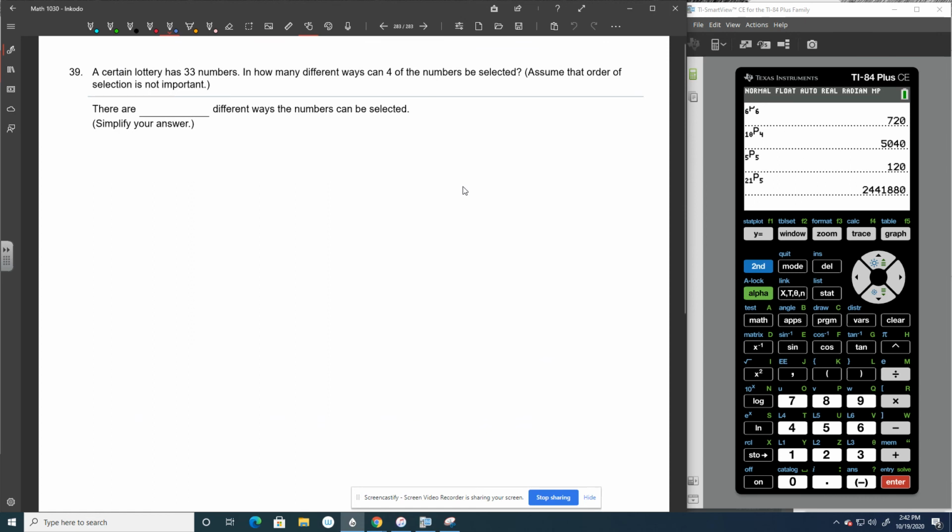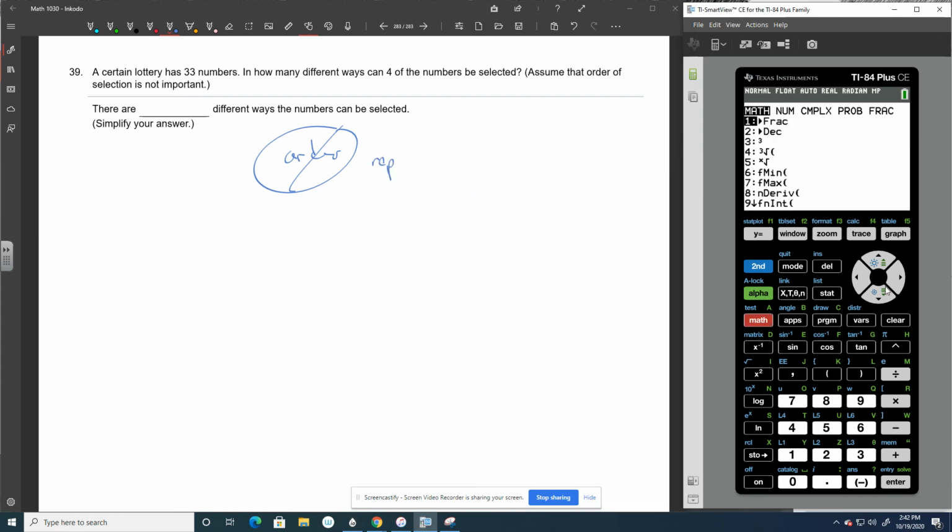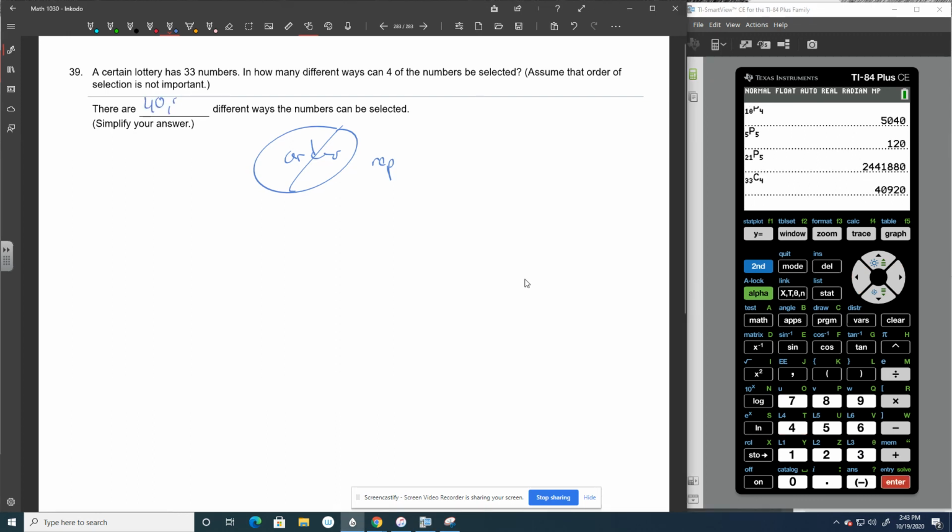All right, let's hope that order does not matter. Good. A certain lottery has 33 numbers. In how many different ways can 4 of the numbers be selected? Assume that order does not matter. So order does not matter, and repetition does matter. So this is going to be an nCr problem because you can't pick the same number twice. So out of 33 numbers, we are choosing 4. So that's going to be 40,920 different ways that those can be selected.